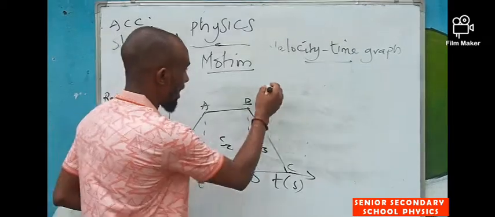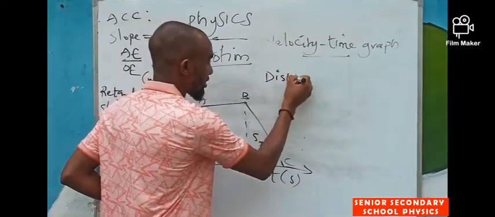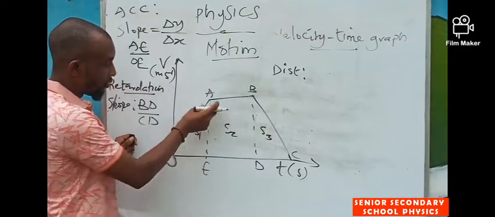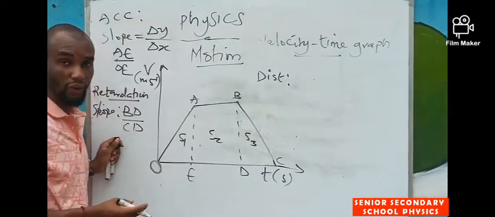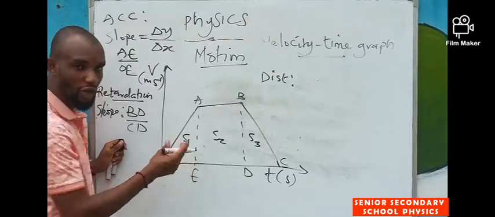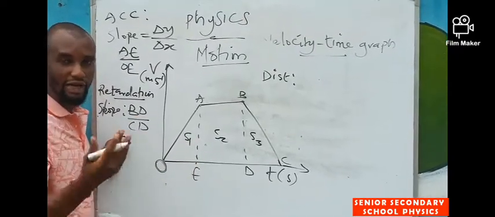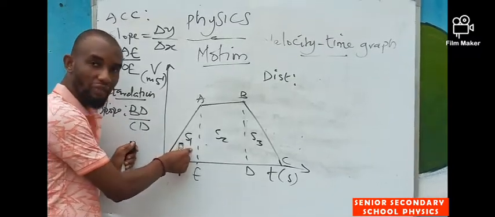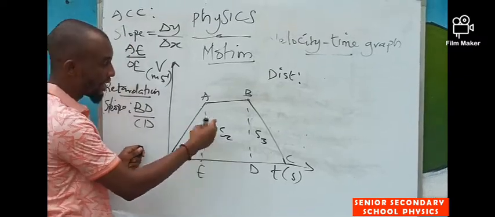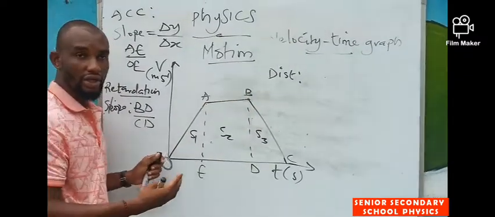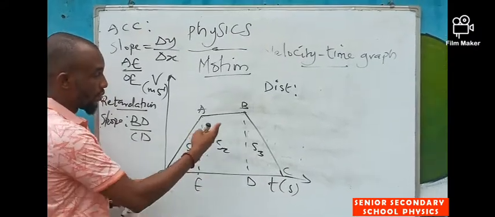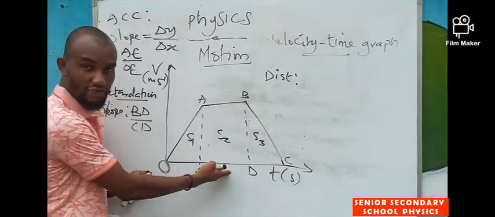Now, solving for the distance, what do I have to do? For S1, the first part of the movement, the figure that we have here is a triangle. For me to solve for the area of this triangle, of course, it has a general formula: half base times height. Once I determine the value of that, I come over to S2. S2 is a rectangle. The area of a rectangle is length times breadth. So, when I solve for that, I will get the distance for the second movement.